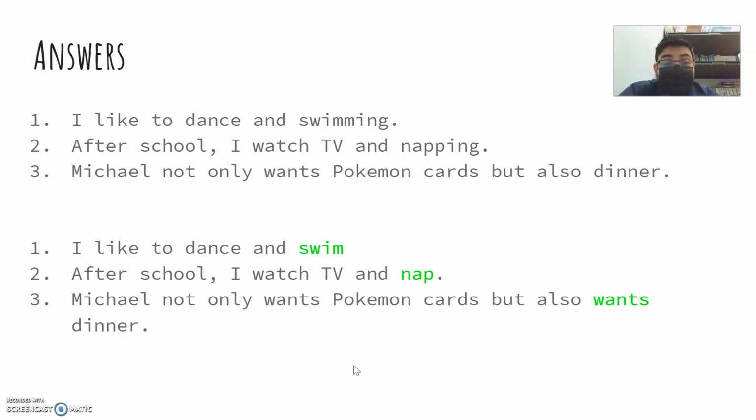Michael not only wants Pokemon cards, but also wants dinner. So it's saying he wants Pokemon cards, but also dinner. What about dinner? Not all wants dinner, but you've got to throw it in. Make sure it all agrees and everything is the same. That one's a little tricky. It's a little more complex, but you'll get the hang of it.